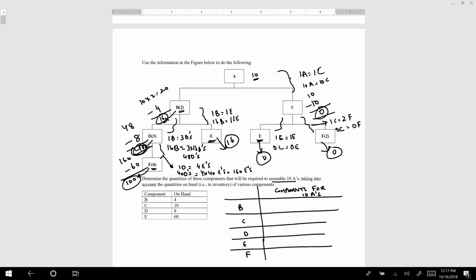So if I wanted to manufacture 10 A's, I would require 16 B's. How many C's? 0 C. D, I would require 40. E, I will require 100 plus 16 plus this is 0. So this will be 116. F, I require 0.